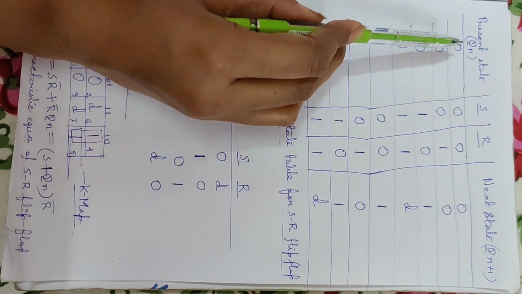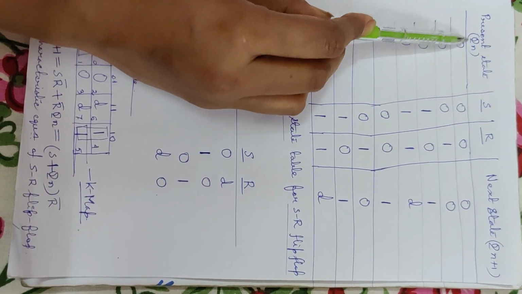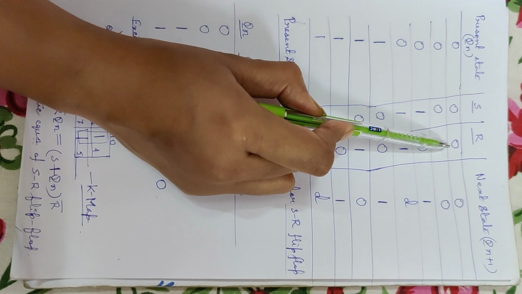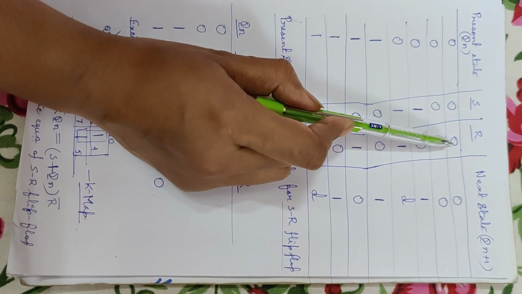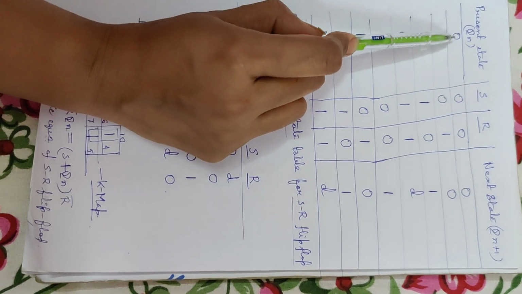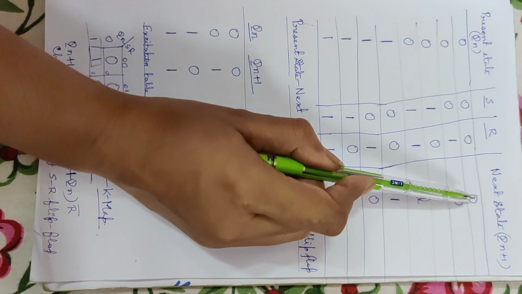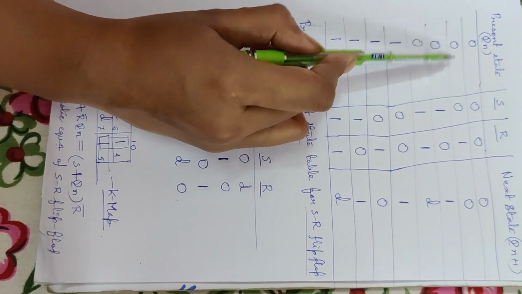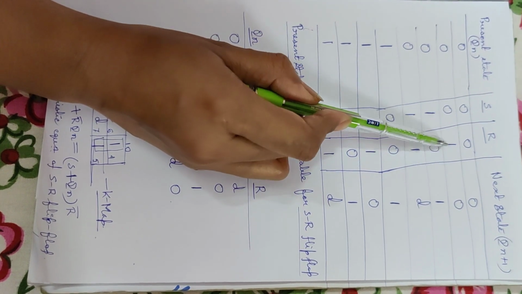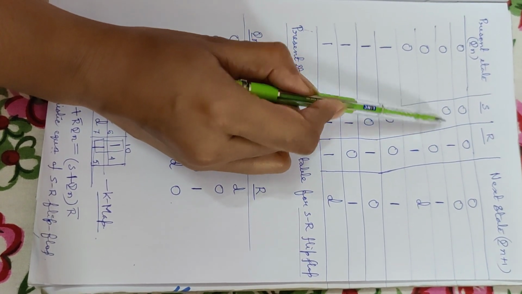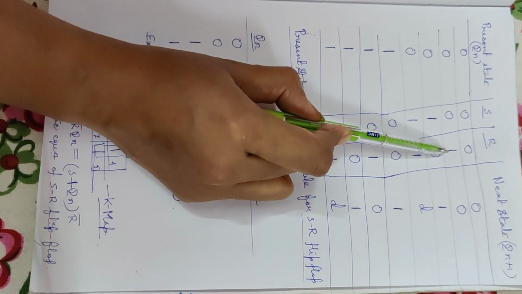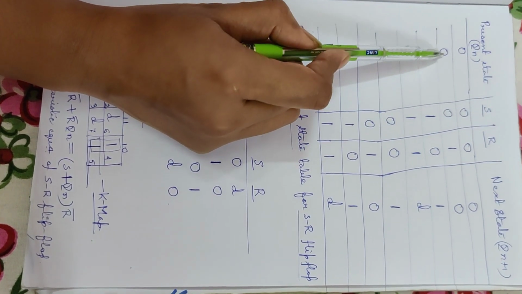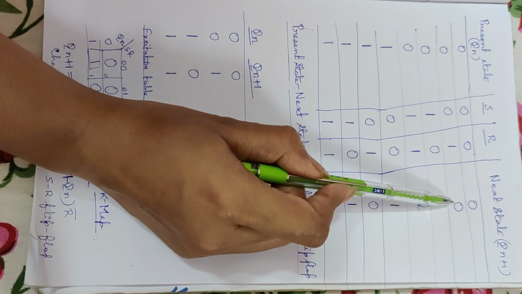Now let us assume the present state, that is Qn, is 0 and both S is 0, R is 0. Then it will remain in its previous state in the next state. So the next state output will also be 0. Next we are giving S equal to 0, R equal to 1. That means the flip-flop will be reset. So whatever be its present state value, be it 0 or 1, it will be reset. That means its next state value will be 0.